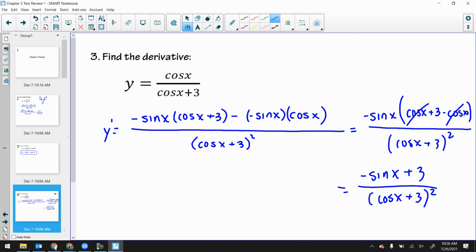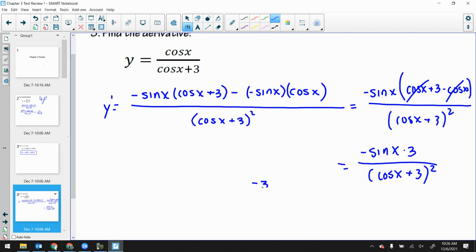Uh-oh, you're looking at me like I'm weird. Why would it be plus 3 if it's in parentheses? Wouldn't you multiply back in? Oh, yeah, that's multiplied by. Ooh, not a plus. Yeah. Negative 3 sine of x. But honestly, it's just times 3. So negative 3 sine of x. Yeah, negative 3 sine x. Yeah, I guess we should write it like that. That's a little bit more formal. Negative 3 sine x over cosine x plus 3, quantity squared.